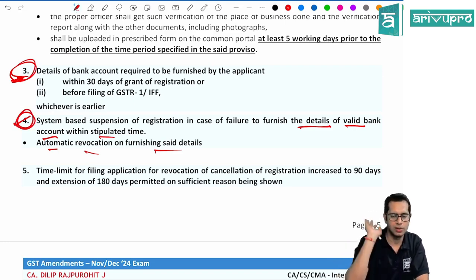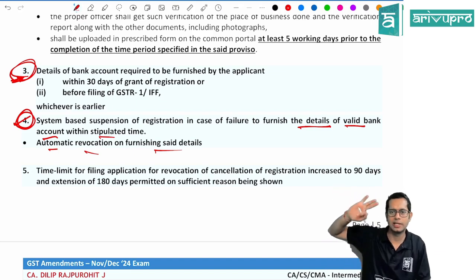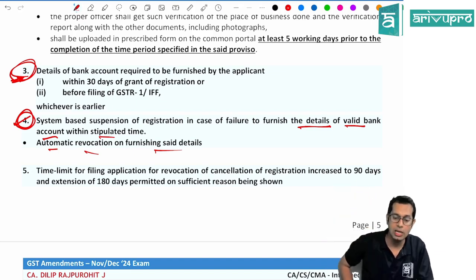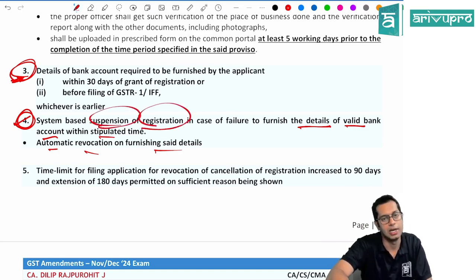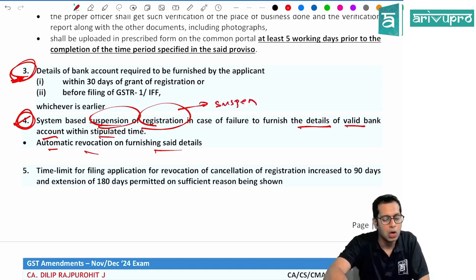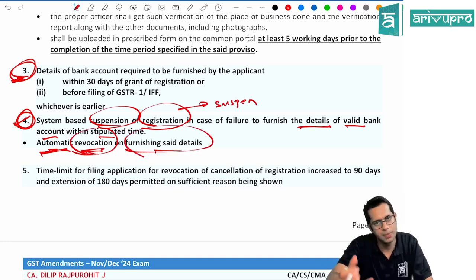If you don't give bank account details within 30 days or before filing the first return, then your registration will be suspended. However, once you upload the details, automatically the suspension shall be revoked.